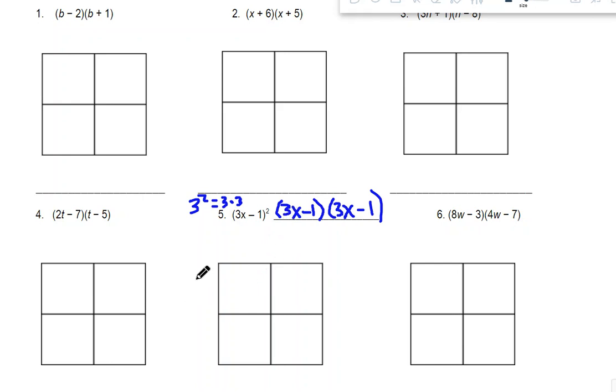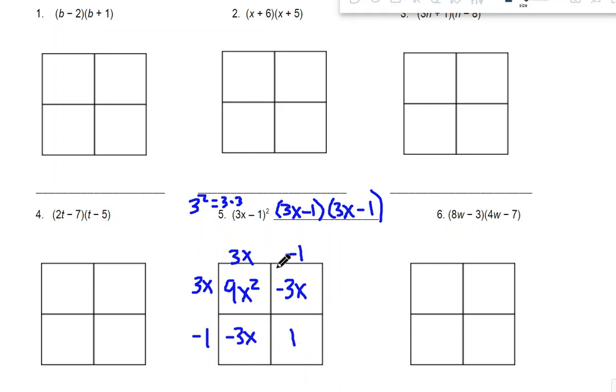So let's see, I have 3x minus 1, and my other one is also 3x minus 1, so that's going to be over here. All right, so now I can find my area. 3x times 3x will give me 9x squared, because I have 2 x's. x times x gives me x squared. Negative 1 times 3x would give me negative 3x. 3x times negative 1 will give me negative 3x. Negative 1 times negative 1 will give me 1.